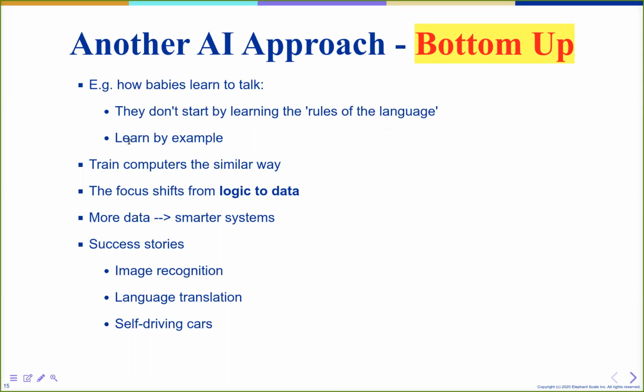So now the shift is no longer logic, it's data. The more data you show to the algorithms, the more they can pick up patterns and learn things. A lot of the success stories we are hearing now, things like image recognition and language translation, are what we call bottom-up learning, meaning learning from data, not writing rules.